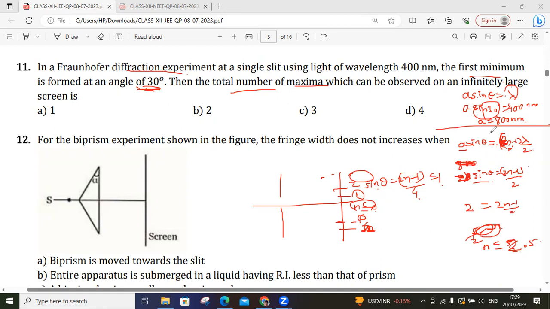One count actually. And that is 1 by 2, 2 lambda. n is equal to 1, if you put, 2 minus 1 is 1 into lambda by 2, 1 lambda by 2.